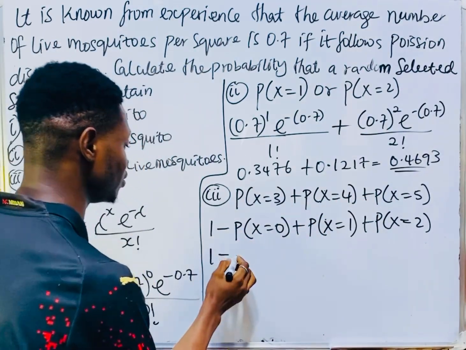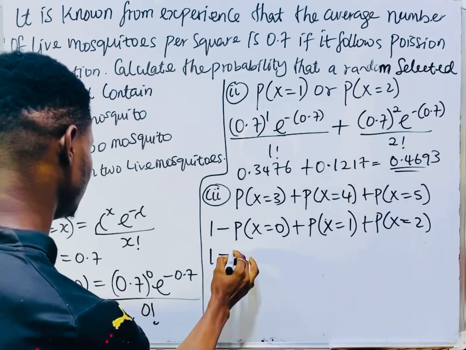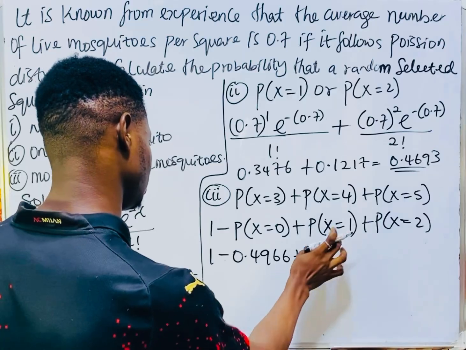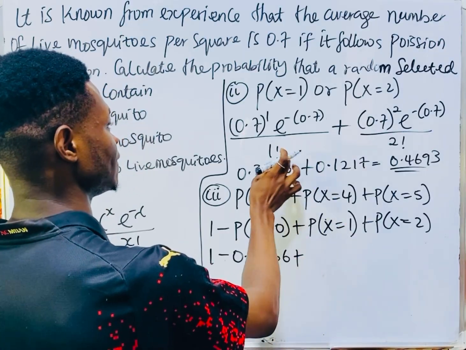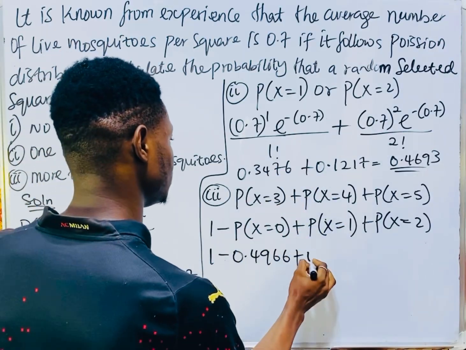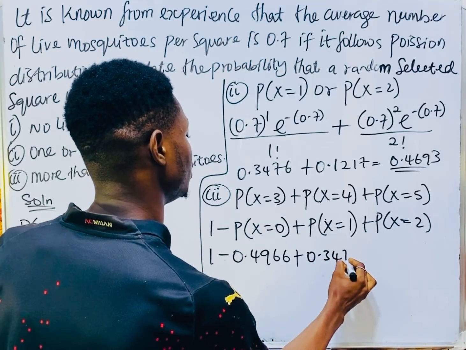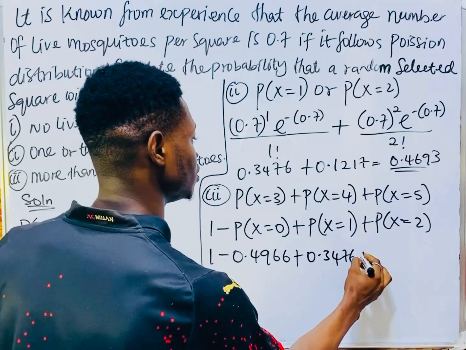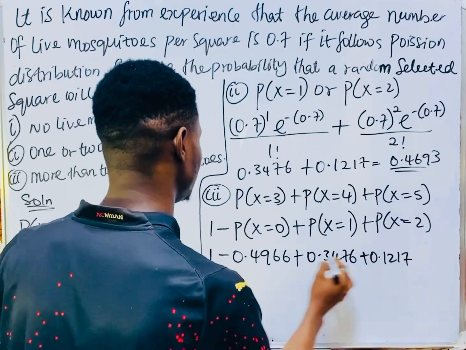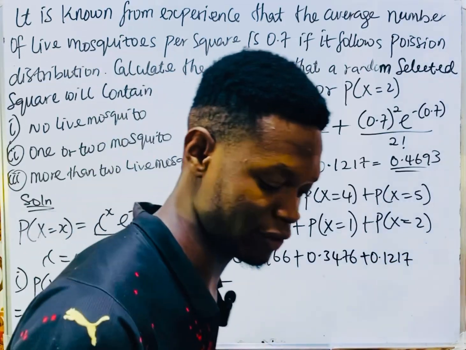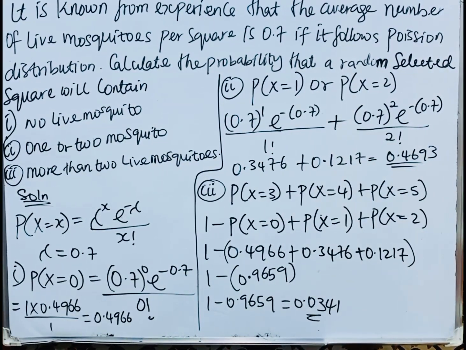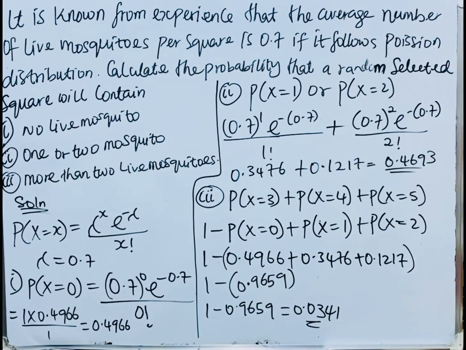So it will be 1 minus the probability of x is equal to 0, which is 0.4966, plus when it is 1 it gives us 0.3476. When it is 2 it gives us 0.1217. So when we do 1 minus this value, let's add it up. So when we have added it up, our final answer is 0.0341. So that's all about Poisson distribution.